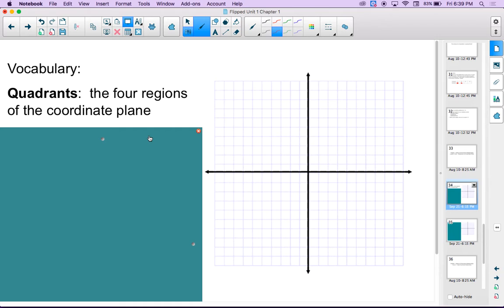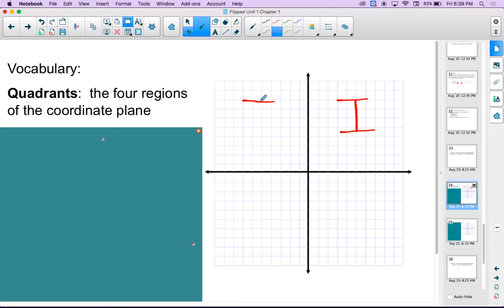The quadrants are the 4 regions of the coordinate plane. And if we look at my picture here, you can see there's clearly 4 sections. 1, 2, 3, 4. These 4 quadrants are named using Roman numerals. So our first quadrant is this guy in the upper right-hand corner. Please fill this in on page 6.